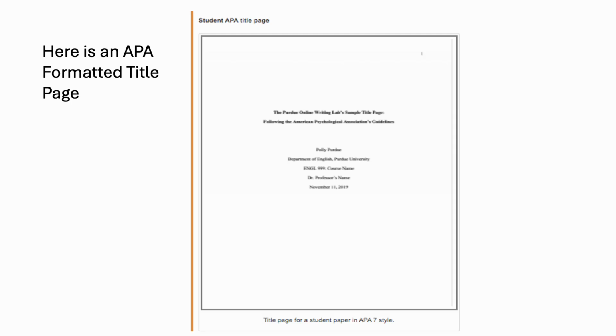APA resources are also listed in your course. You just go to the list of modules, it's the very first, it's right there at the very top, and you'll have a sample APA paper there and a lot of other APA resources.